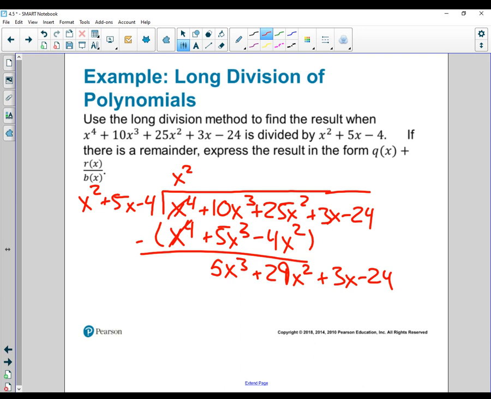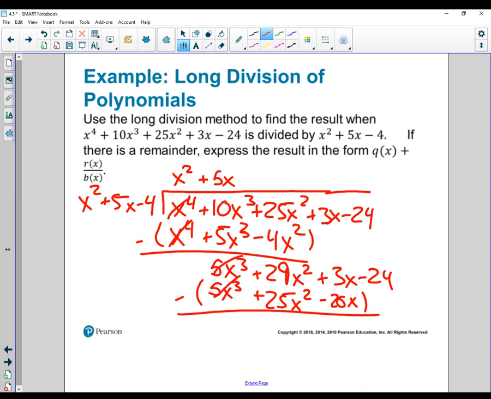Okay, well, it gets me 5x cubed plus 5x. 5x times that gets me 5x cubed plus 25x squared minus 20x. And I subtract the whole thing. Gone, gone. 4x squared.